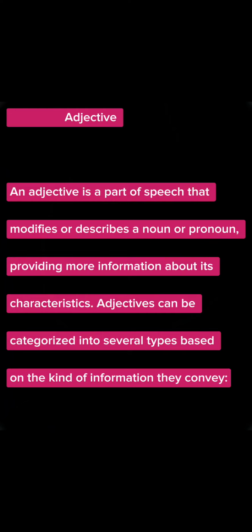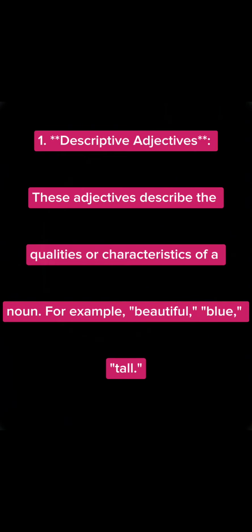Adjective. An adjective is a part of speech that modifies or describes a noun or pronoun, providing more information about its characteristics. Adjectives can be categorized into several types based on the kind of information they convey. 1. Descriptive adjectives. These adjectives describe the qualities or characteristics of a noun, for example, beautiful, blue, tall.